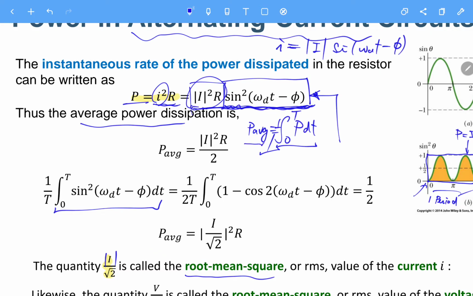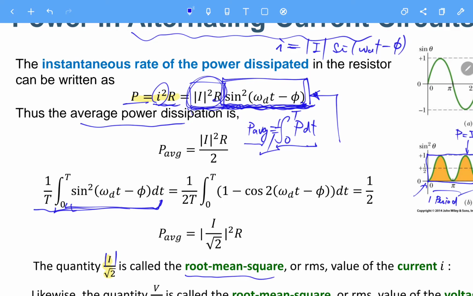Okay, so we just plug this one into here. This is a constant, so this term will move to the front, out of the integration sign. We only need to integrate this thing, which is a sine square. So let's consider only this part, and finally you just multiply it by I square R out. So finally we will have I square R there.